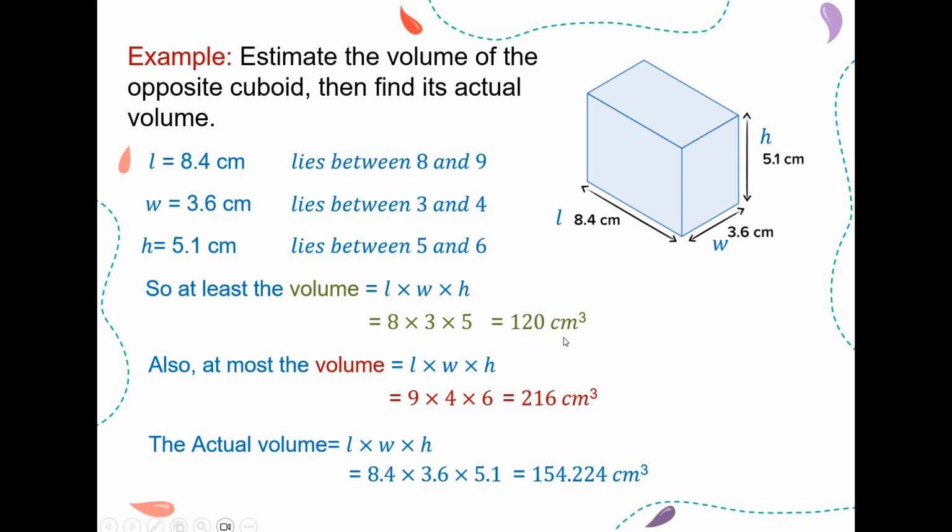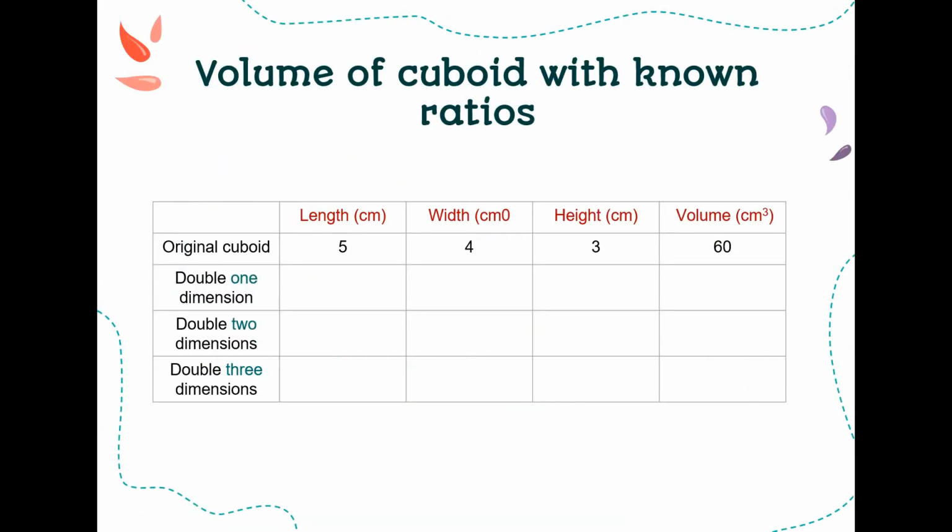Does this number lie between 120 and 216? Is this number larger than 120? Yes. And smaller than 216? Yes. So our estimation is right. So 154.224 lies between 120 and 216.